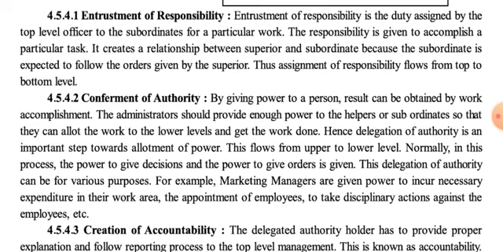One is the responsibility assigner or giver, he is the superior authority, and the second one is who will bear this responsibility, or we can say who is the keeper of this responsibility, is the subordinate. So in this way, we have a relationship between subordinate and superior. Thus, assignment of responsibility flows from top to bottom level.